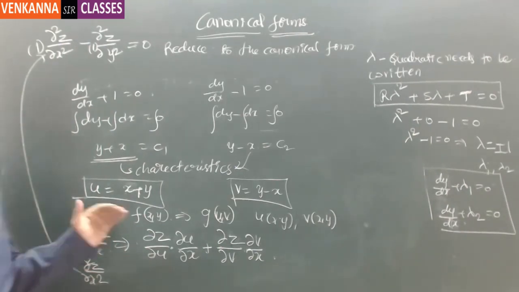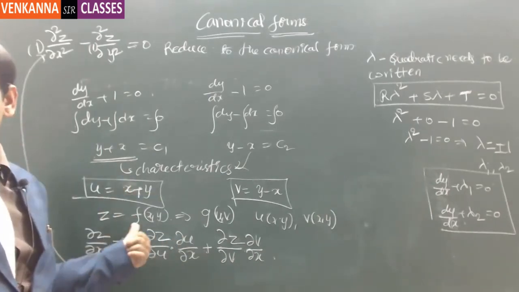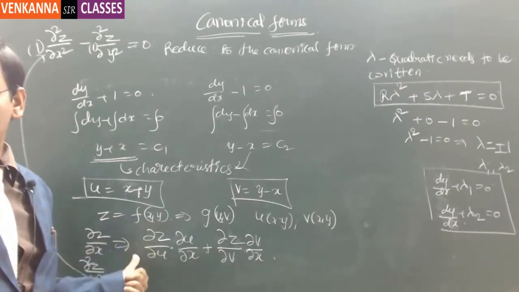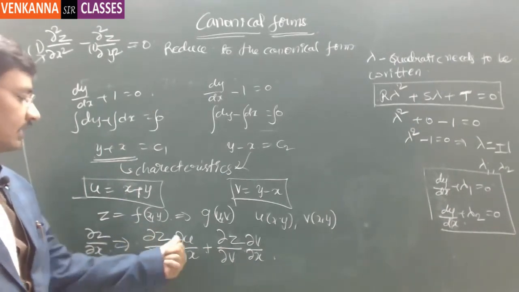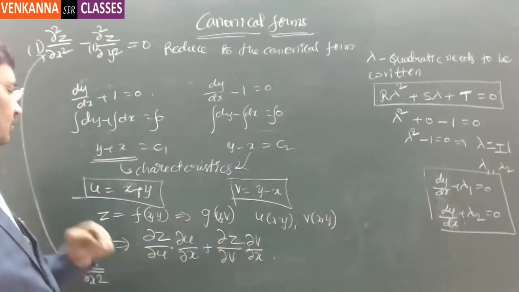This is a normal standard method of taking a partial derivative. So ∂z/∂x, which is a function of x, y, you are bringing into the form of ∂z/∂u format. For that, this is the standard procedure. So this is normal partial differentiation, nothing more than that.